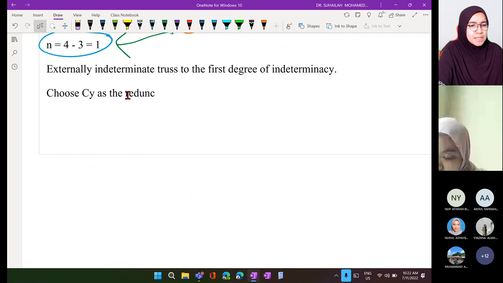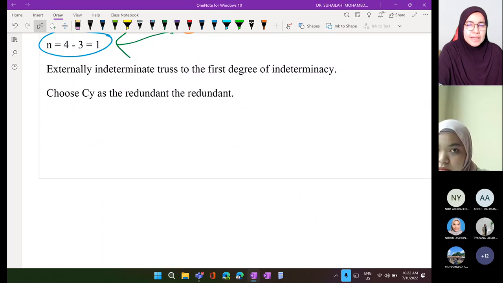So the process will be the same, except the formula for displacement will be different. Choose CY as the redundant. From the principle of superposition, the general equation, always remember: actual truss equals primary truss plus redundant truss.